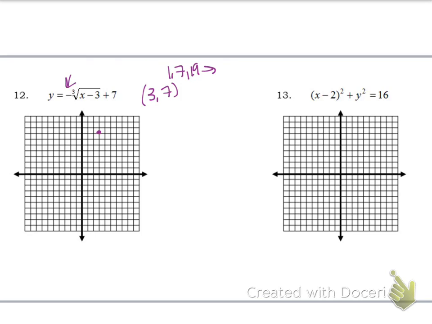So normally I would go up 1, right 1, up 1, right 7. This time I'm going down 1, right 1, down 1, right 7. Up 1, left 1, up 1, left 1, 2, 3, 4, 5, 6, 7. Because of that negative, it reflected my s.